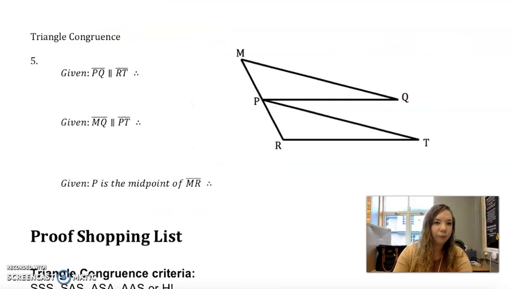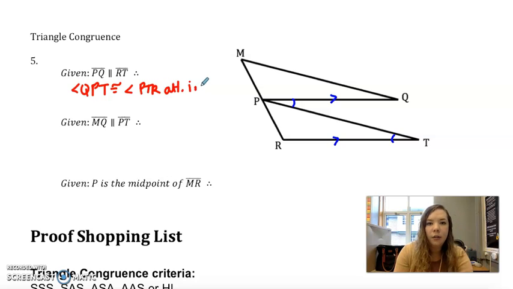All right, next page. So, looks like we're just doing a little bit more of what we were doing before. PQ is parallel to RT. So that means I could say that these two are congruent. What else? That might be it. I think that's it. So we would say angle QPT is congruent to angle PTR. Alternate interior is our reason.